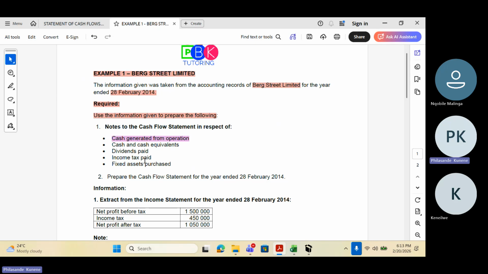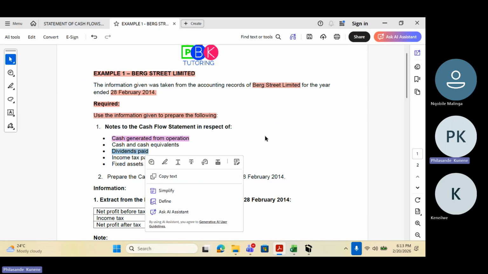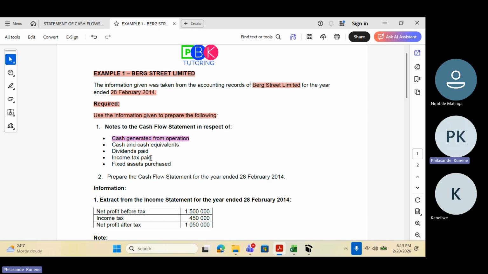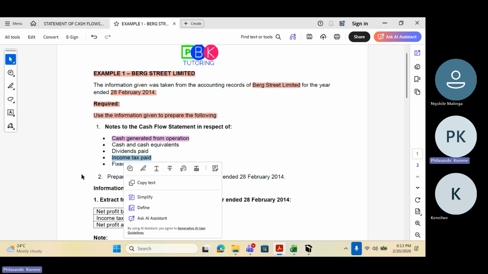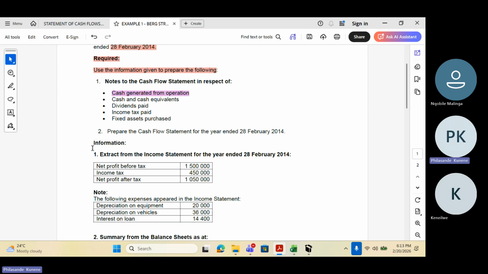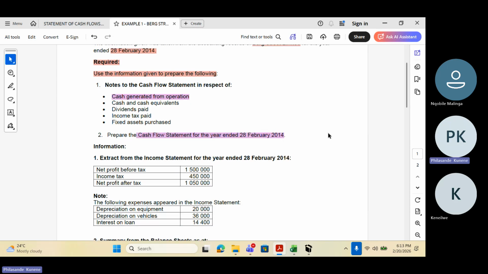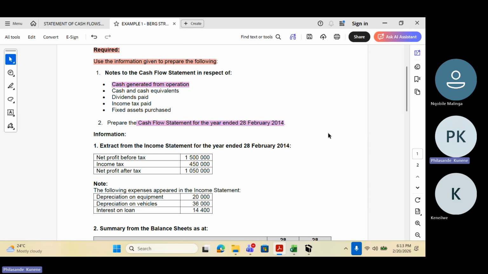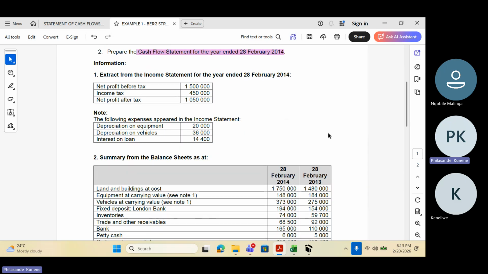They want you to do the calculation. So for us to calculate dividends paid, we must use a T account, which is a general ledger account. Income tax paid, I want us to use a general ledger account. Fixed assets, I want us to use a general ledger account instead of the notes. General ledger account is more effective. Okay. Number 2, prepare the cash flow statement for the year ended 28 February 2014. So we're doing the notes, then after that, we prepare the full cash flow statement.